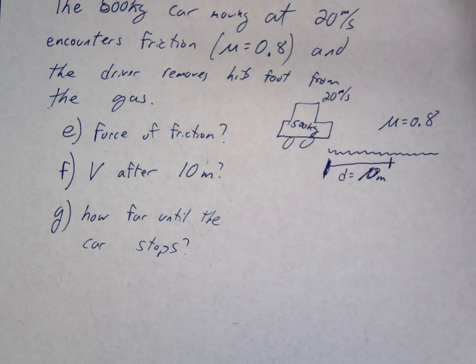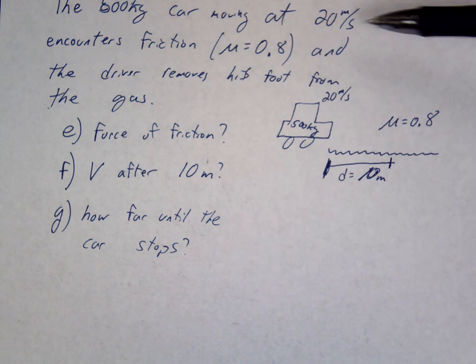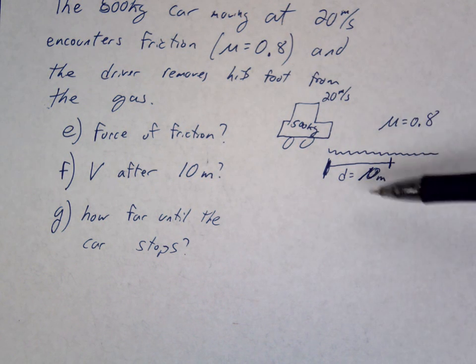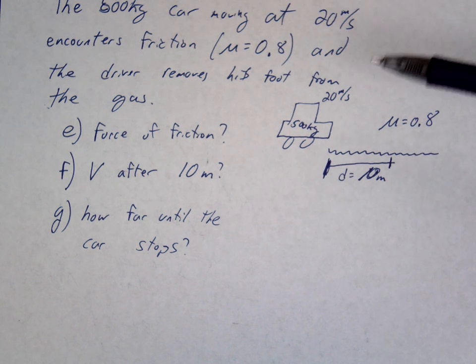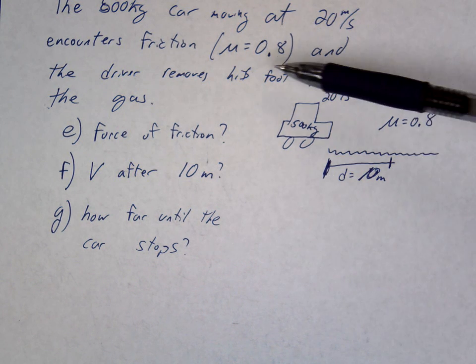Okay, so let's start this one up. If you're still in your train of thought, keep it going. So we have our car moving at 20 meters per second. It's going to encounter some friction. We're no longer hitting the gas. We're just going to let it coast, slow down.